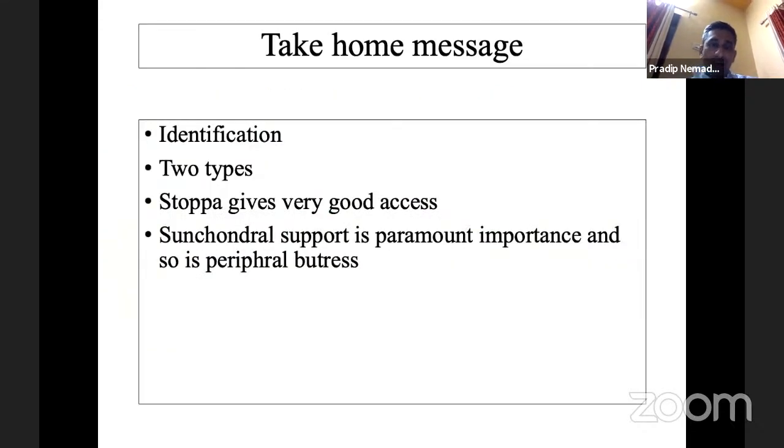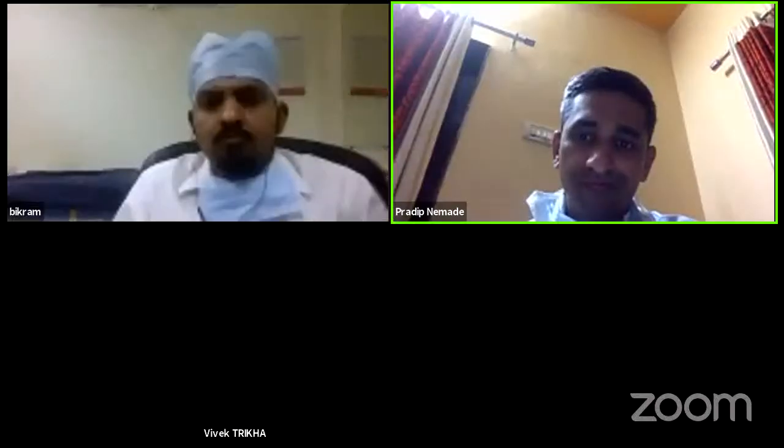So the take home message is that we need to identify this entity. We need to know that there are these two different types of these fractures. Stoppa or AIP gives very good access to these fragments. And the two most important things in managing are providing the subchondral buttress and the peripheral buttress to the cortical fragments. Thank you.